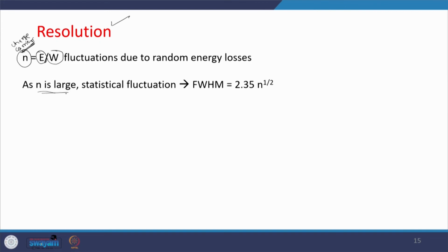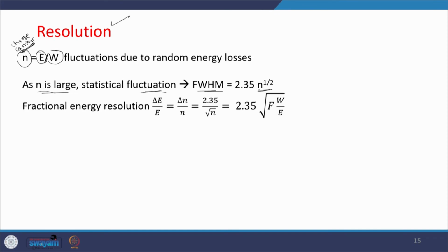Normally n is very large, so the statistical fluctuation can be approximated by a Gaussian distribution with full width at half maximum given by 2.35 square root of small n. And because this n is a function of energy, the fractional energy resolution is nothing but the fractional value in terms of delta n, and delta n is nothing but 2.35 square root of n divided by small n, which gives a square root in the denominator, and it gives rise to 2.35 square root of F W by E. Where from does this F come into the picture? This is called the Fano factor.